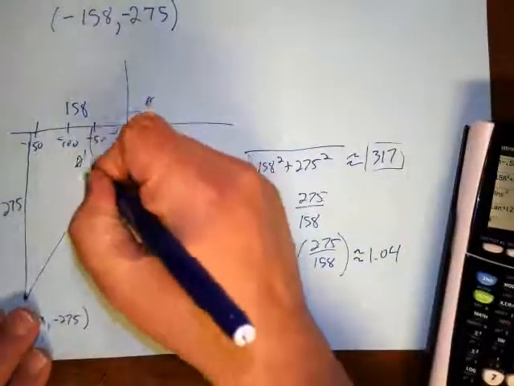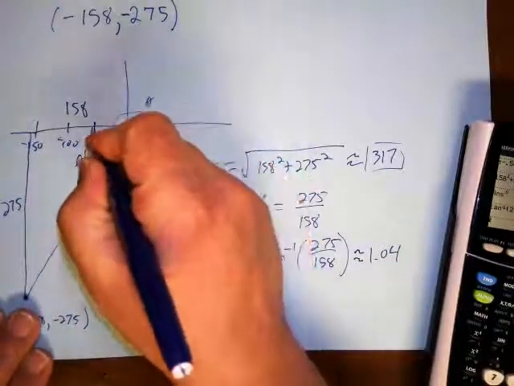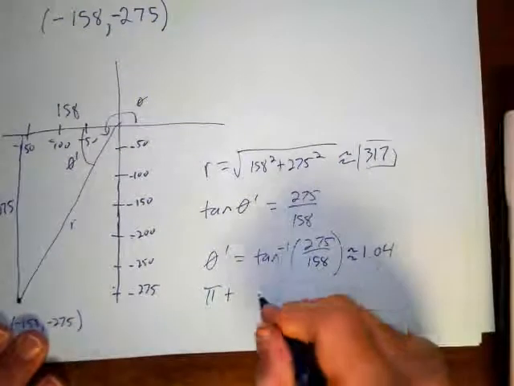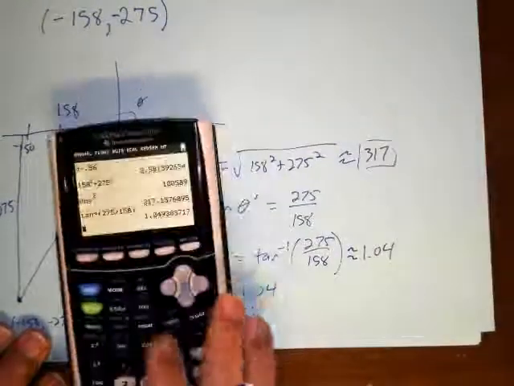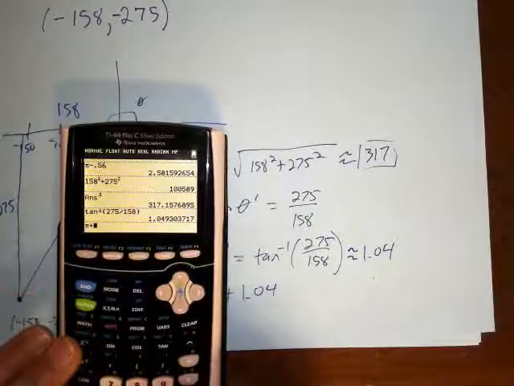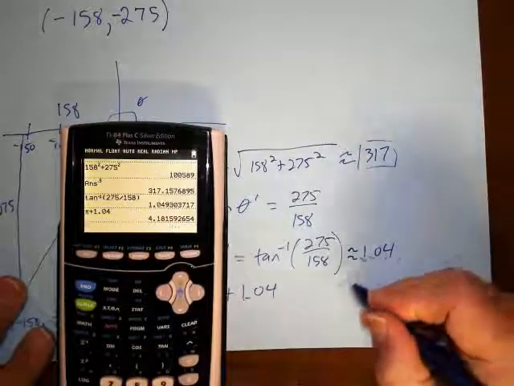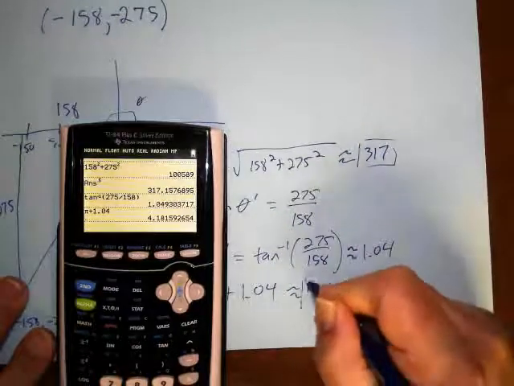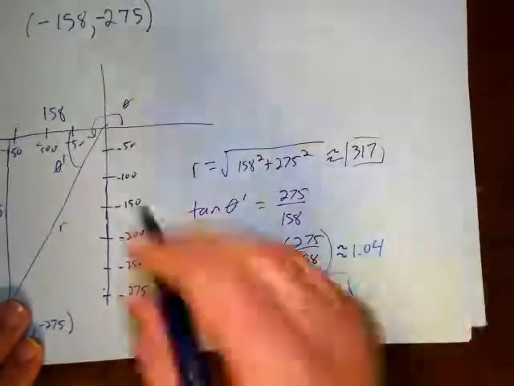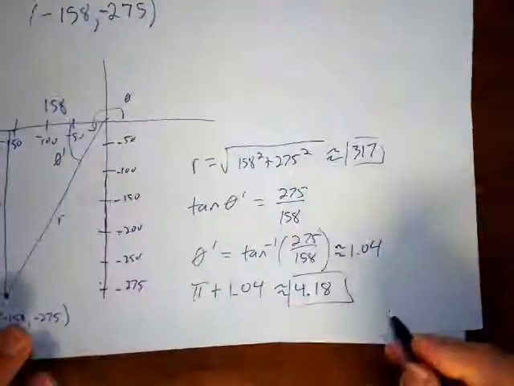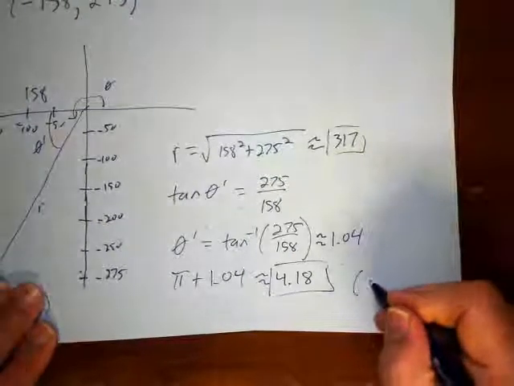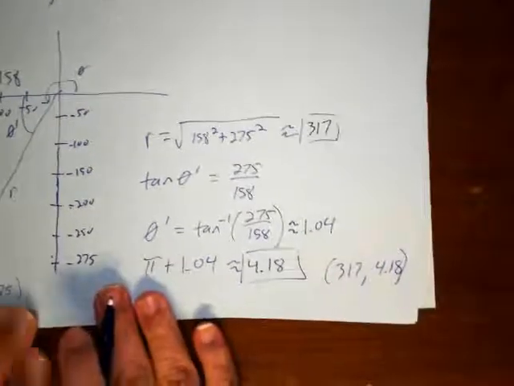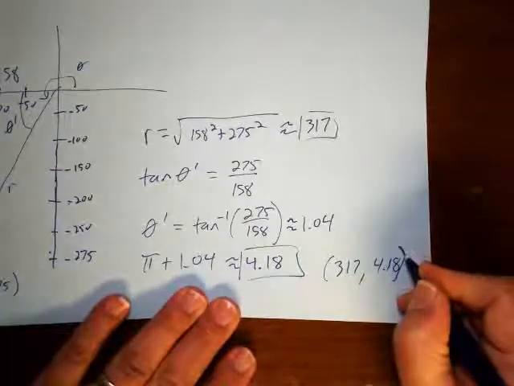So that is this angle here, and this whole thing is pi, and then I want to add that to it. So for this one, I'm going to take pi plus this angle, 1.04. So pi plus 1.04 gives me approximately 4.18. And so this would be my angle, and this would be my r. So I would get 317, 4.18. And that would be the polar coordinate.